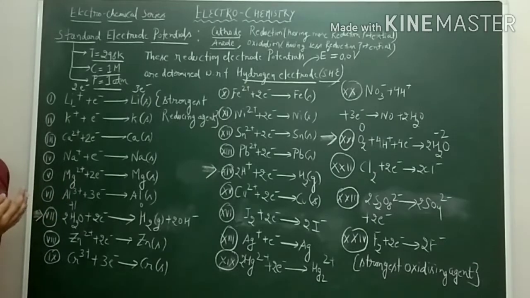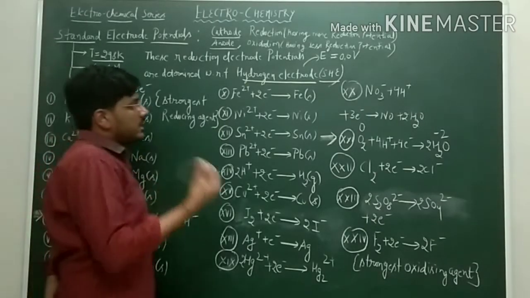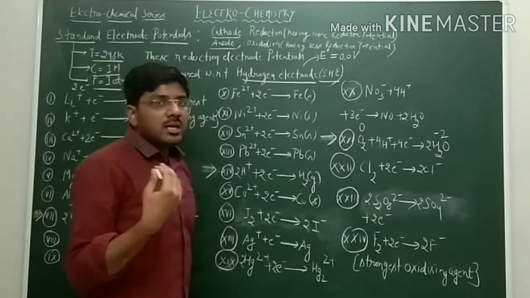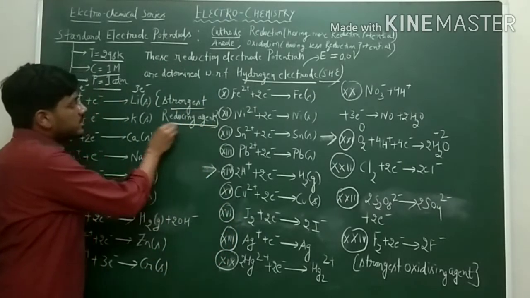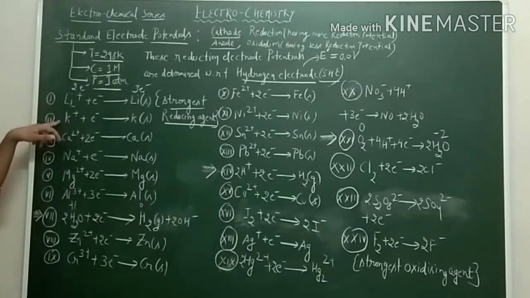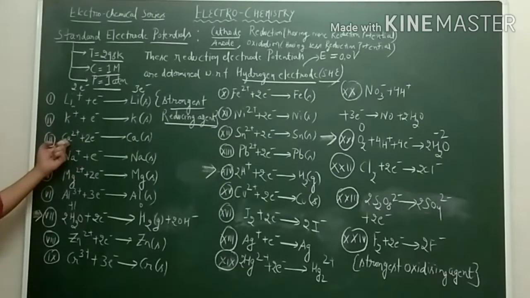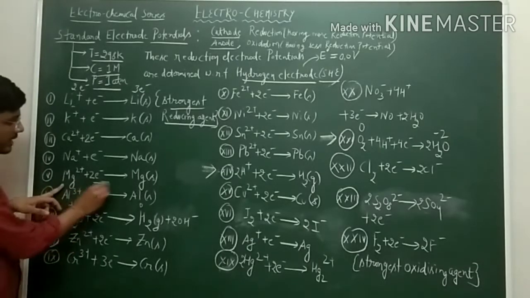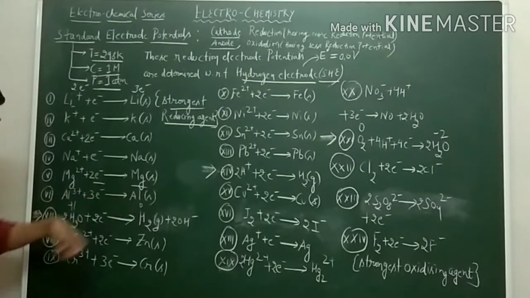Loss of electrons is oxidation. So it has the tendency to undergo oxidation, and it will reduce other species, so it acts as the strongest reducing agent. Then another metal, K+, on gaining an electron forms potassium. Then Ca2+, then Na+, then Mg2+, which gains 2 electrons to form magnesium. Then Al3+, which gains 3 electrons to form aluminium.